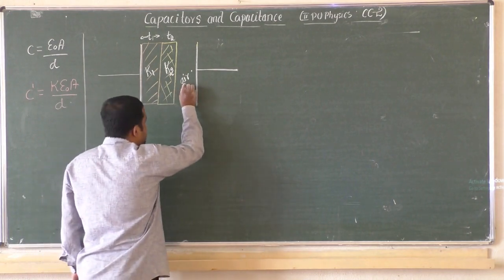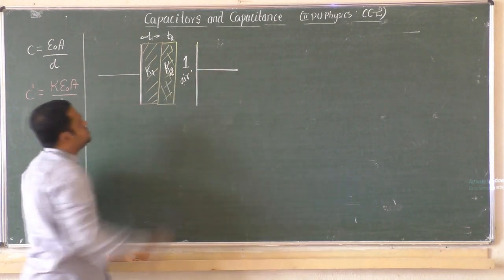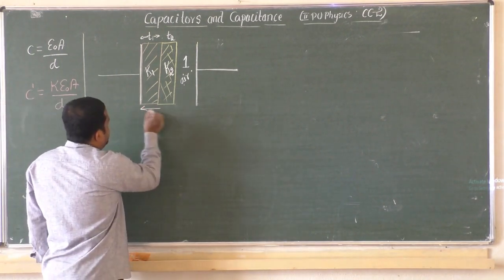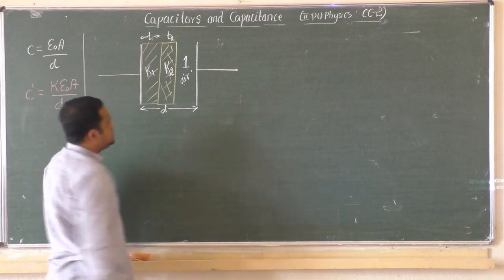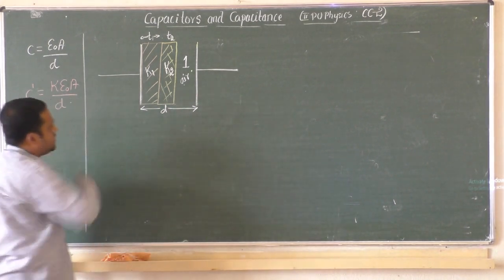If air is the third dielectric medium, what is the dielectric constant? It is equal to 1. Dielectric constant is equal to 1. Now in this case, total separation between the plates of capacitor is D. Now in this case, what is the expression for capacitance?